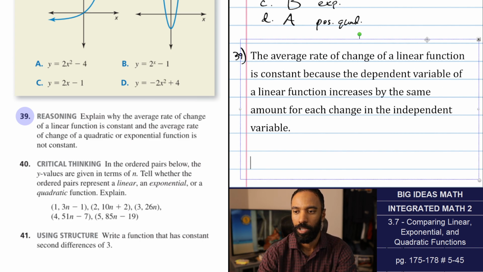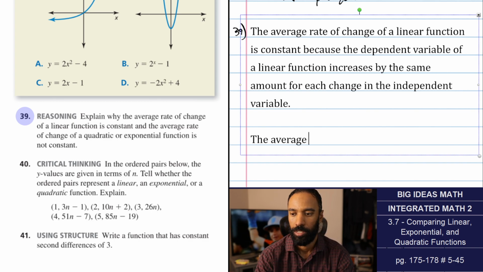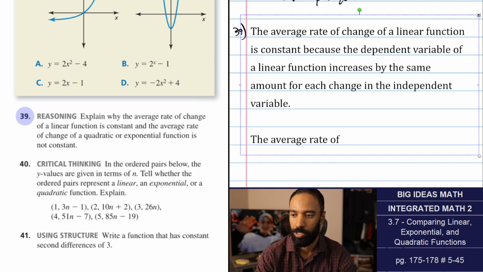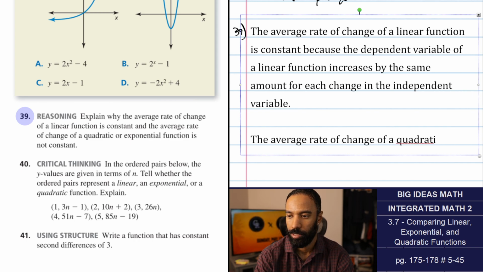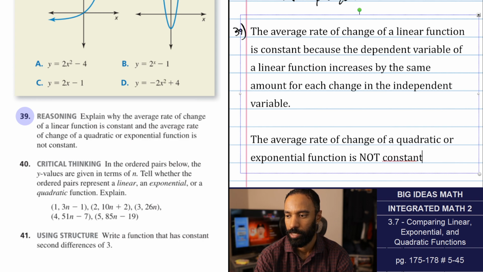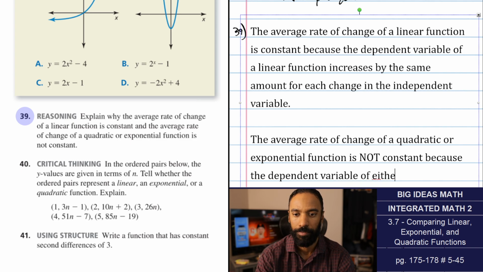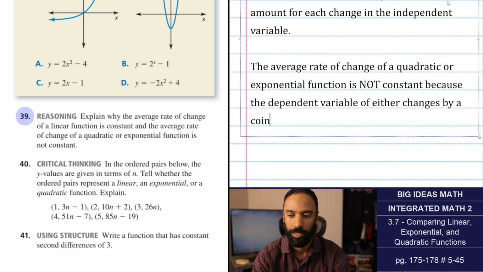So let's do a different paragraph there. So I'll say, and this is for both of them, the average rate of change of a quadratic or exponential function is not constant because the dependent variable of either changes by a different amount for each constant change. Now, I shouldn't say it's always increasing.